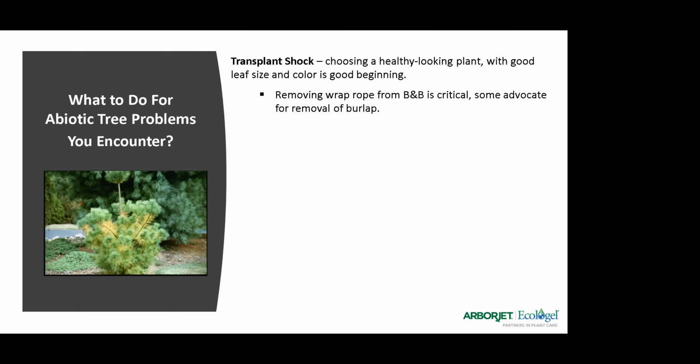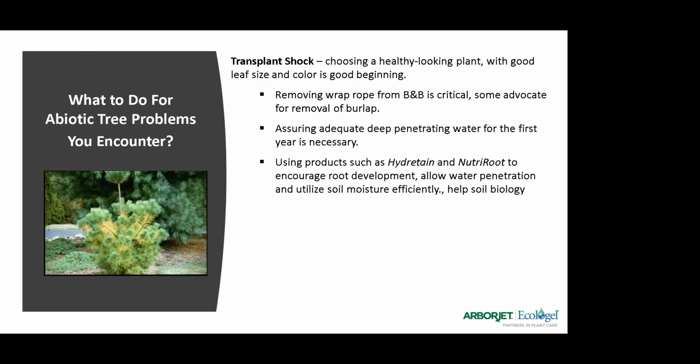You remove the wrap and the rope intentionally, because many of them are designed to stay in the plant nursery for a long period of time and not decompose. So it's not made of burlap anymore. It's actually a nylon material and it'll strangle and girdle the tree over time. And assure that there's adequate water. We'll talk about in a later session the use of Hydretain, which is what you use in your hydrocarbon program, and how that can help you with trees and their root systems and allowing for moisture to flow properly. We'll also talk about NutriRoot as well, so you'll have a good sense of what's going on there.